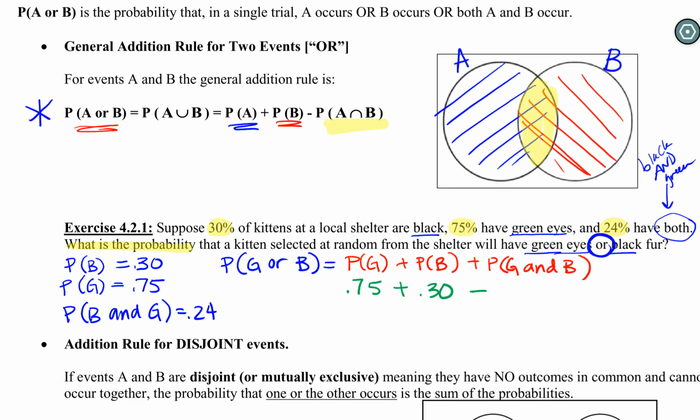Oh my goodness, I wrote a plus. That's terrible. Don't do that. It's a minus, right? Follow this equation. And then we need to subtract off our AND. And this is the first point where we realize it doesn't matter what order we write things in. Black and green is the same as green and black, because we're talking about this intersection here. And in this intersection, it doesn't matter which thing you talk about first. So we can go ahead and just subtract off that 0.24.